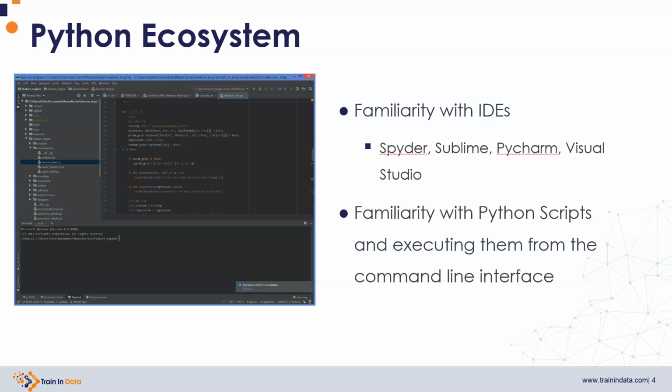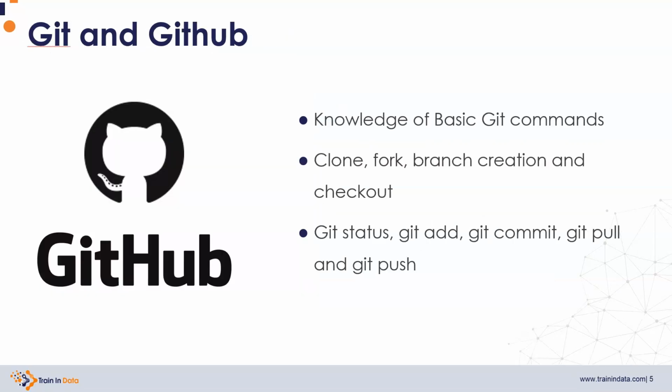We will also make heavy use of Git and GitHub. So it could be beneficial for you to have some knowledge of basic Git commands like git clone, fork, branch creation, and branch checkout, and also basic commands like git status, git add, git commit, git pull, and git push. If you haven't used Git before, you may find this course challenging. Git is not super straightforward for the beginner, so you may encounter some errors. Please don't get frustrated and try to search for the error online or in Stack Overflow.